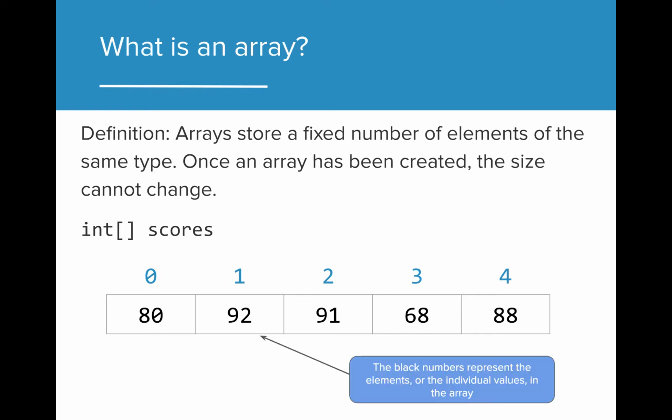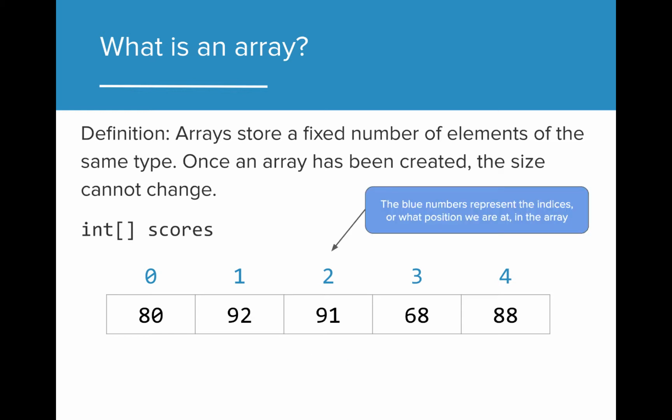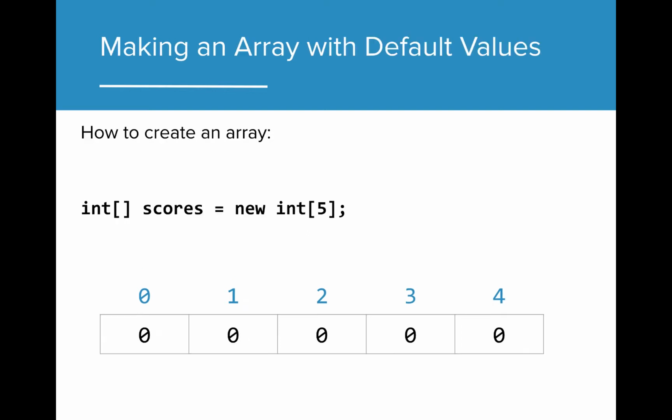Here, the values of the array are represented by the black numbers. The blue numbers represent the index position of an element in the array. In this case, our array that contains 5 elements has index values from 0 to 4. There are 2 ways to create arrays.